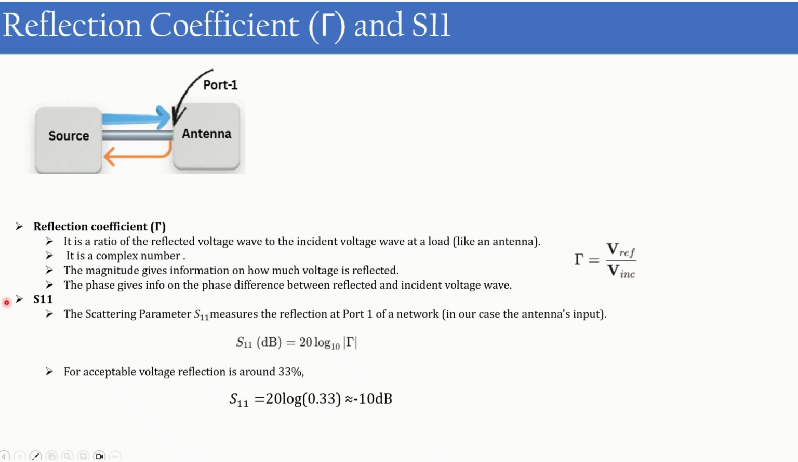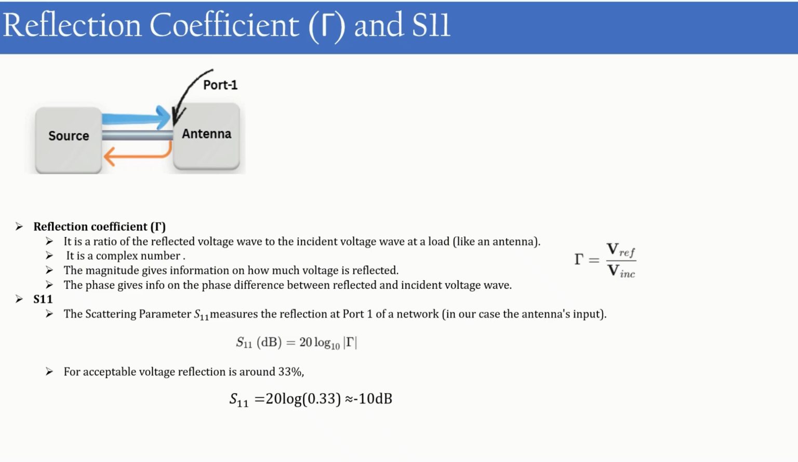Now we can see what S11 is. If we consider this antenna position as a port where the feed is coming into the antenna, we can define S11 as the scattering parameter that measures the reflection at port 1, and the S11 in dB is defined as 20 log 10 of tau, that is the reflection coefficient. So this is the expression for the S11. S11 refers to the reflection at the port where the antenna and the feed line are connected.